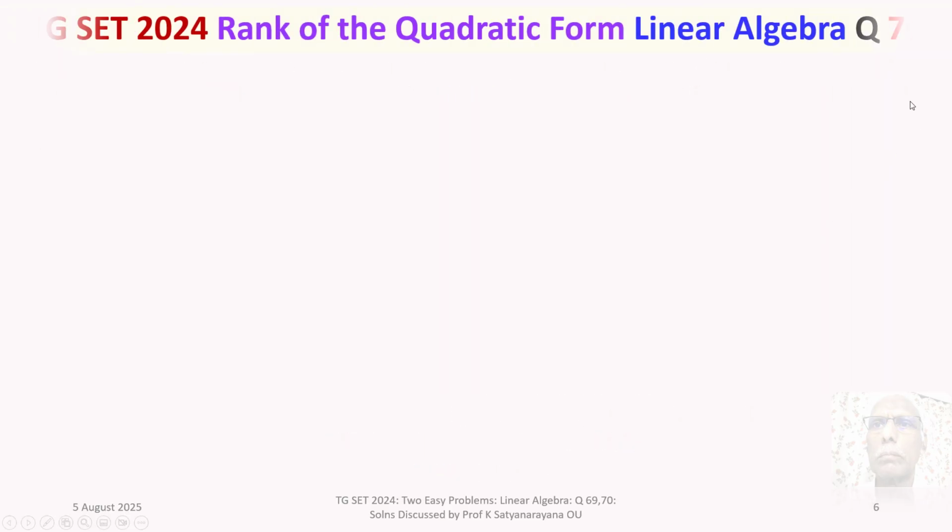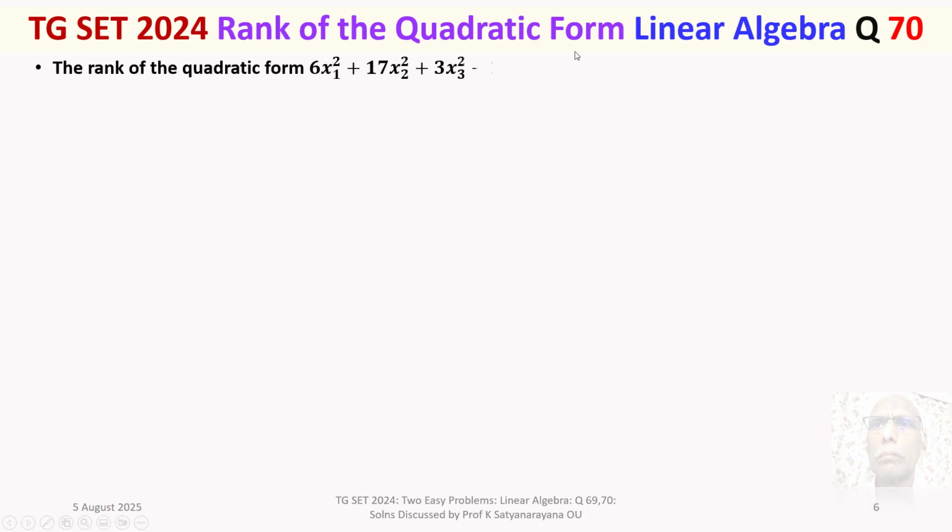It is question number 70. It's related to the rank of the quadratic form. So the rank of the quadratic form, 6x1 square plus 17x2 square plus 3x3 square minus 20x1x2 minus 14x2x3 plus 8 times x3x1 is, we are given 4 options. We are given a quadratic form in 3 variables x1, x2, x3, and required to find the rank of this quadratic form.